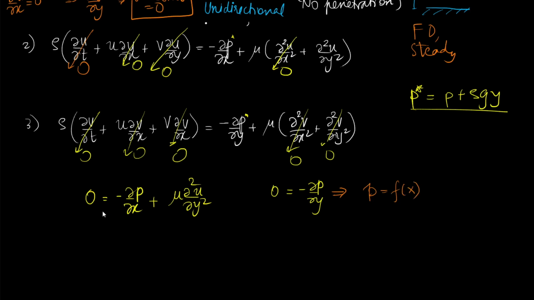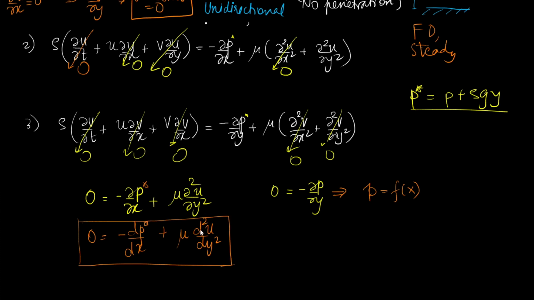So this equation can be simplified to minus dP star dx, and because u is only a function of y, because it's a fully developed flow, this becomes mu d2u dy2. So the governing equation is the same as the plane Poiseuille flow, but the key difference will be in the boundary condition.